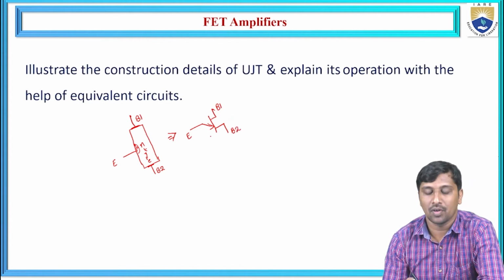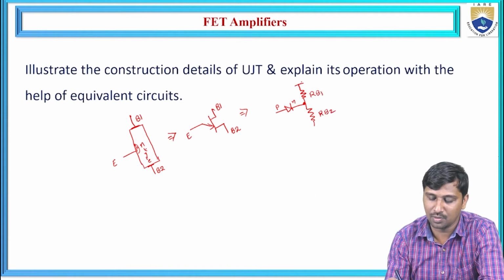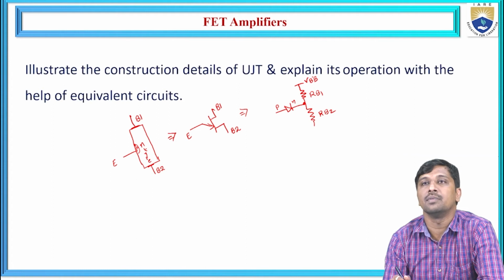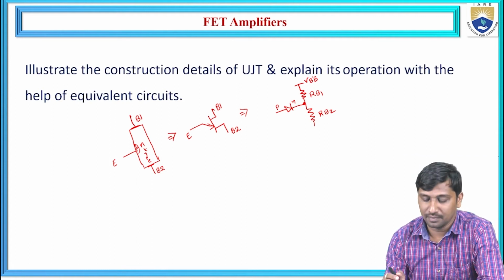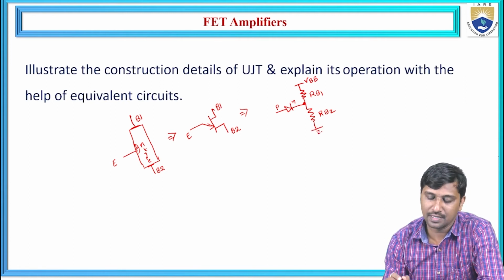If you want to explain the operation with the equivalent circuit, the transistor is replaced with its internal structure, which contains p-type and n-type material. The channel is replaced with equivalent resistances. It contains two resistances, RB1 and RB2, and it is biased with VBB. Then it should be connected to ground potential.